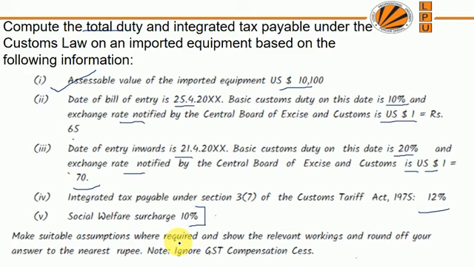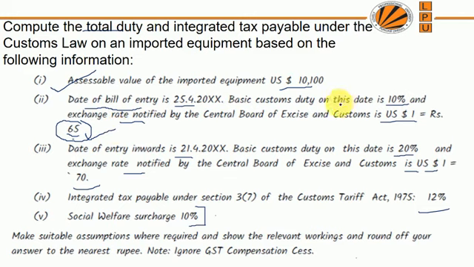Round off your answer to the nearest rupee. Ignore GST compensation cess. Now again, the only confusion is which rate I should take: 65 rupees per dollar or 70 rupees? Needless to say again, the rate of exchange notified by CBIC as prevalent on the date of filing of bill of entry. Bill of entry is filed here, so the exchange rate taken is 65 rupees for $1.